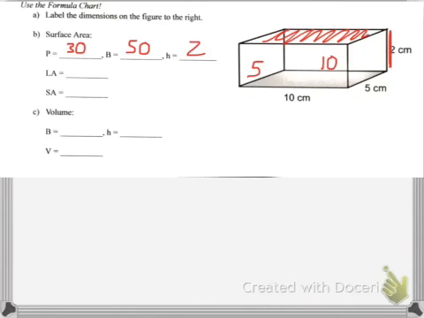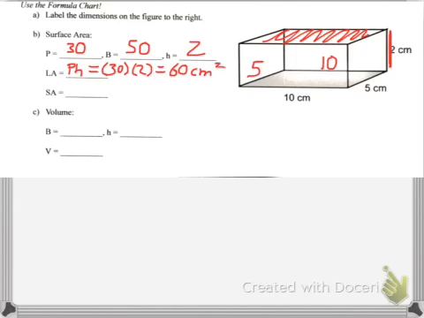Now that we know all of these measurements, we can plug them into our equations. For LA, we said that was capital P times little h. In this case, that would be 30 times 2. So my lateral area is going to be 60. That would be in centimeters squared, because that's a two-dimensional measurement.